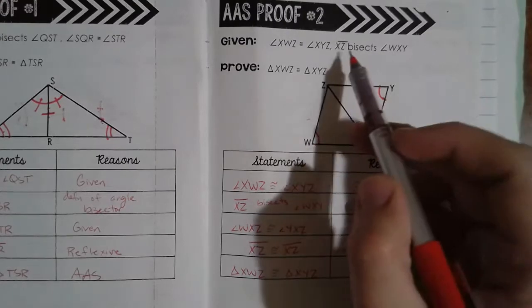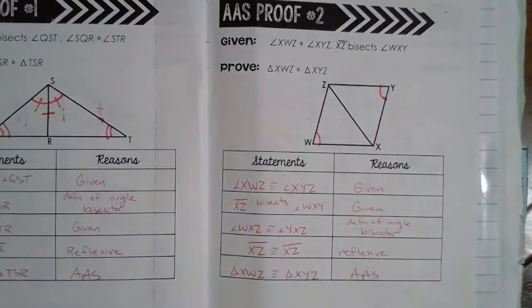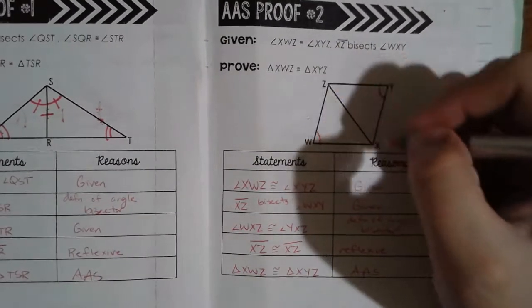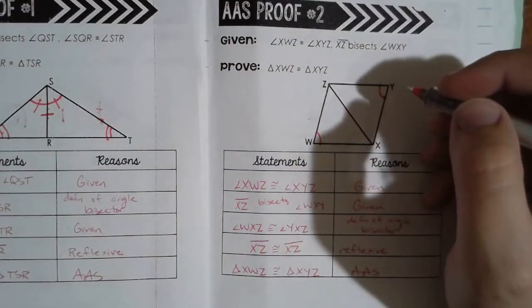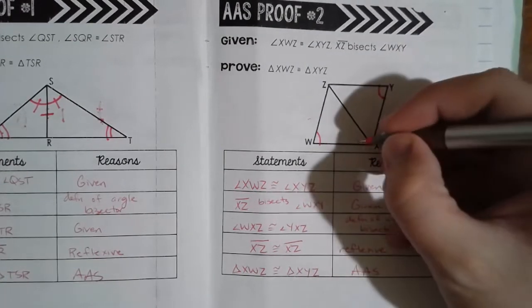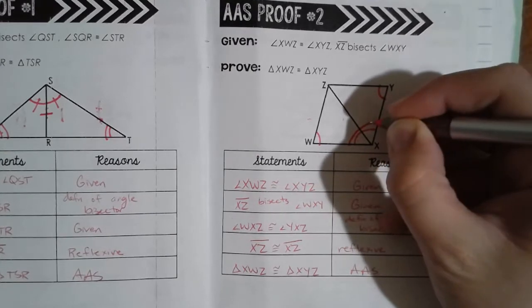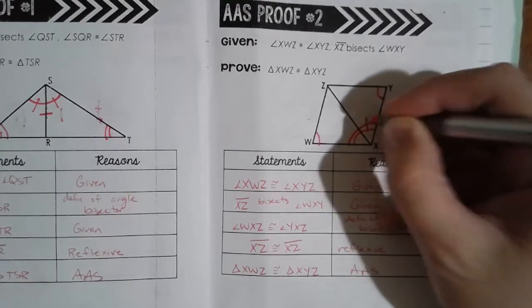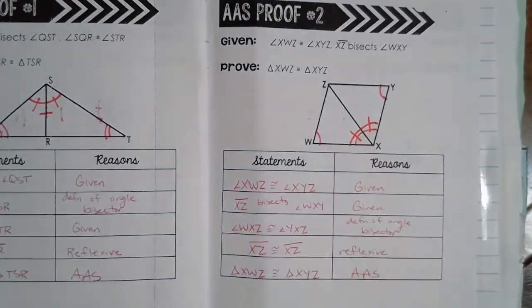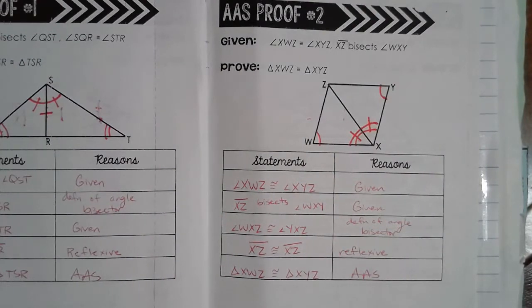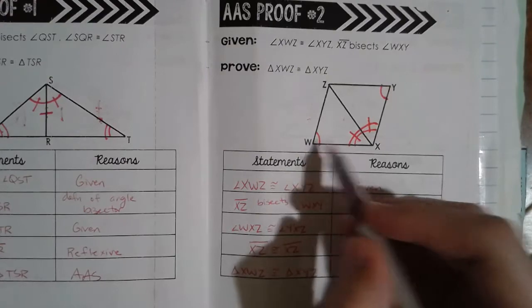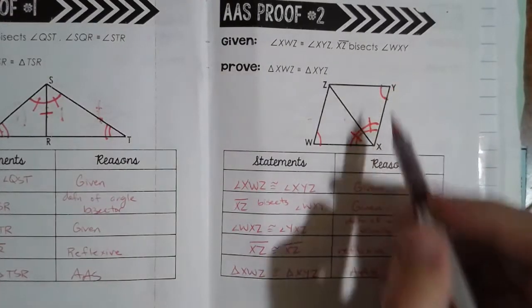Next up, XZ bisects angle WXY. That'll be our second given statement. So if XZ, this middle line, bisects angle WXY, that means that angle WXY here is getting cut in half. And so if it's getting cut in half, there are two new half angles that get created: angles WXZ and YXZ.